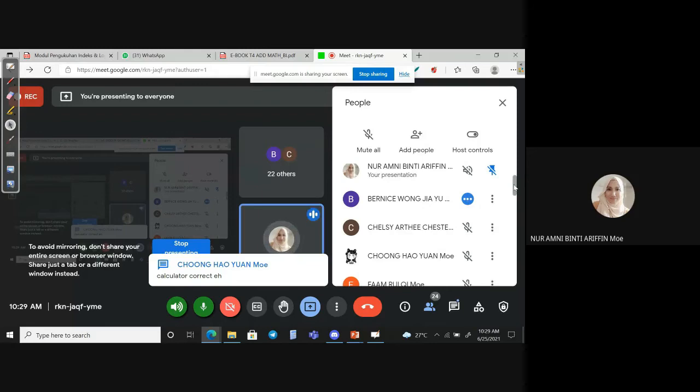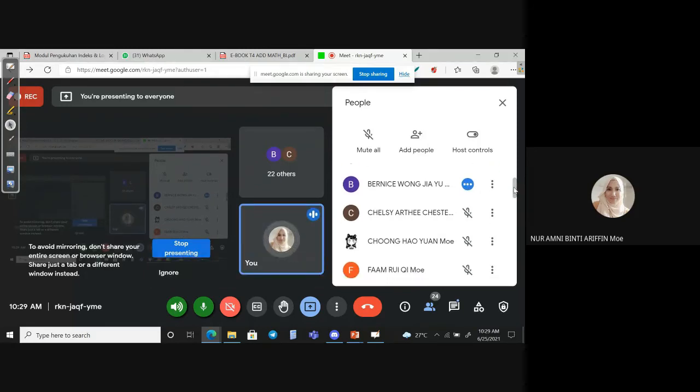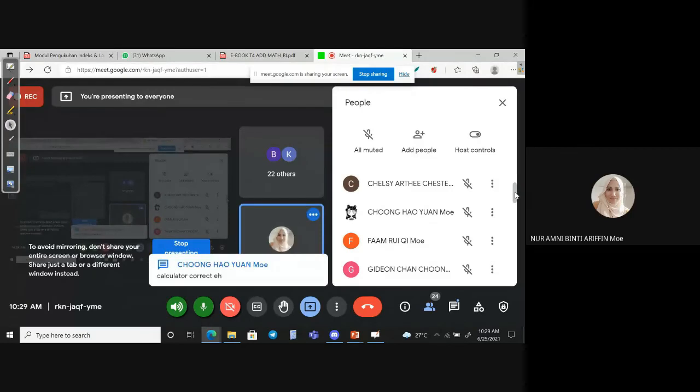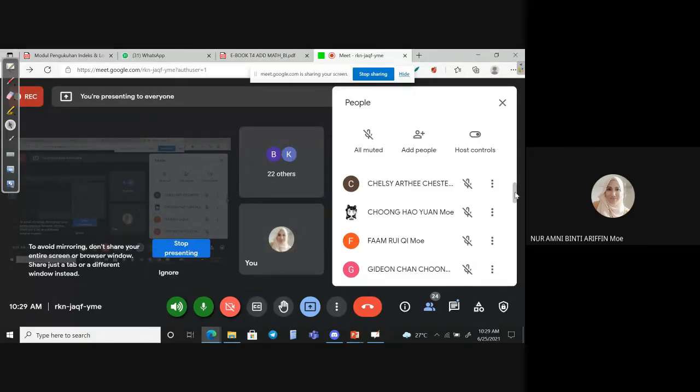Chelsea, correct or wrong? I think wrong. You think wrong? In math you can't just think, you have to calculate lah. The answer behind says wrong. The answer behind says yes lah. Correct lah. Yalah, the displayed answer is the correct one. Okay, Ho Yuan said wrong.